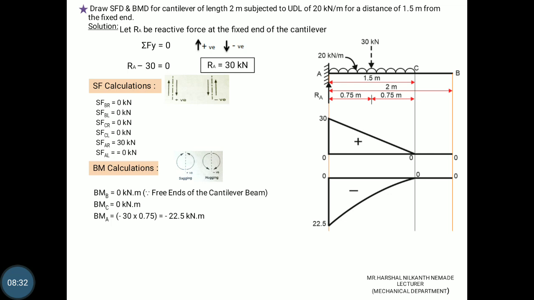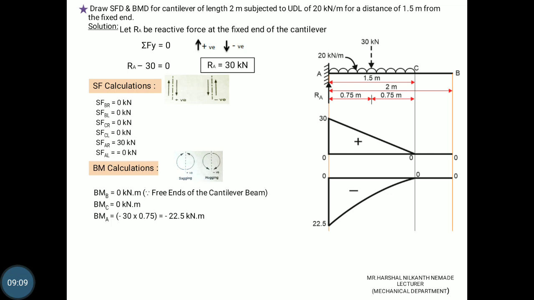SF calculation. On the portion where there is UDL, in the SFD there will be a straight inclined line, and in the BMD there will be a parabola. I have already calculated SF at BR is equal to 0 kilonewton, SF at BL is 0 kilonewton, at CR it will be 0 kilonewton, CL it will be 0 kilonewton, SF at AR is equal to 30 kilonewton, and SF at AL is equal to 0 kilonewton.